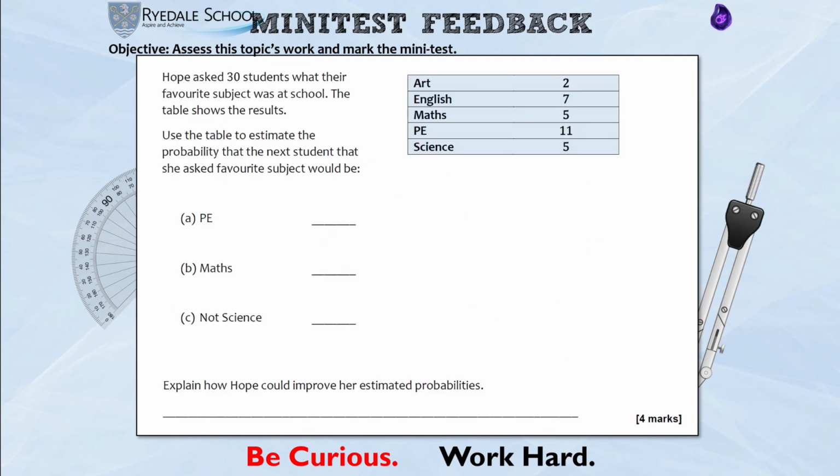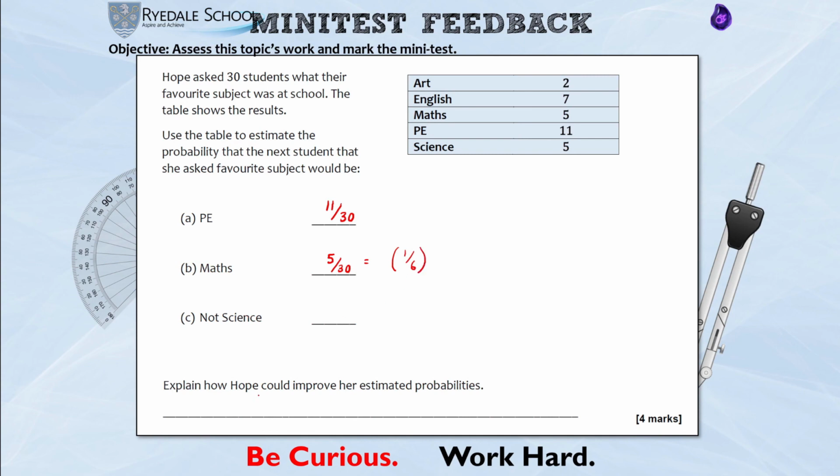And finally, question 8 is to do with relative frequency. Hope asked 30 students what their favourite subject was at school. The table shows the results. Use the table to estimate the probability that the next student that she asked, their favourite subject would be PE. So we look at the table, and for PE, it was 11 out of 30 students. For maths, it is 5 out of 30 students. You may have simplified that to 1/6.